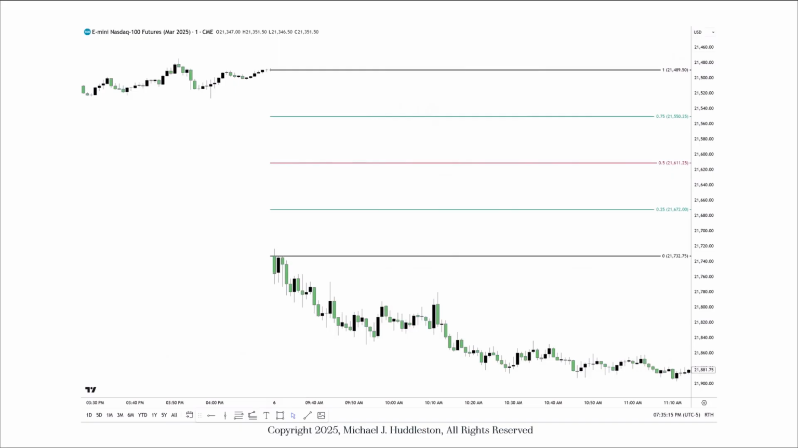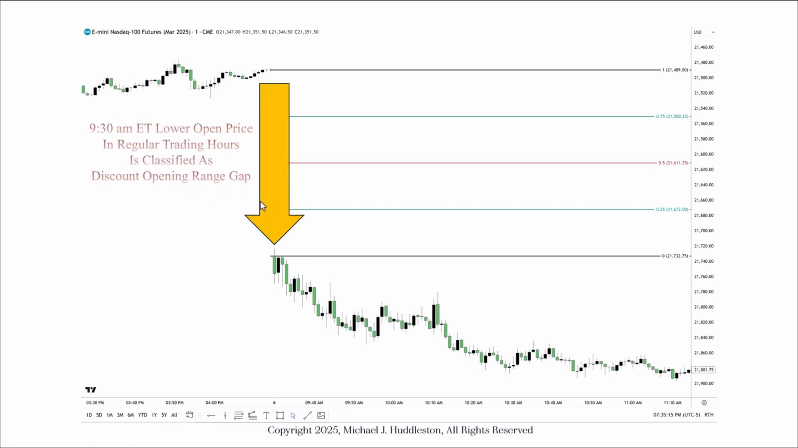Obviously, when the market shows a lower gap opening using the same parameters at 4:14 p.m. and we open down at 9:30 Eastern time the following day, again using the regular trading hours, this lower gap opening, when we have that at 9:30 Eastern, if that lower opening price in regular trading hours is appearing, then that is classified as a discount opening range gap.